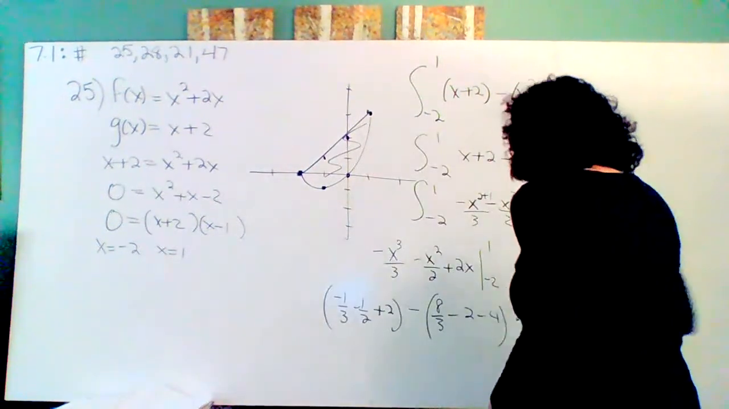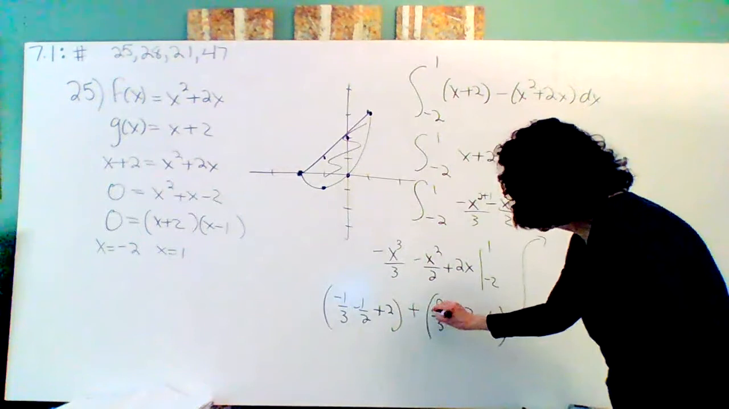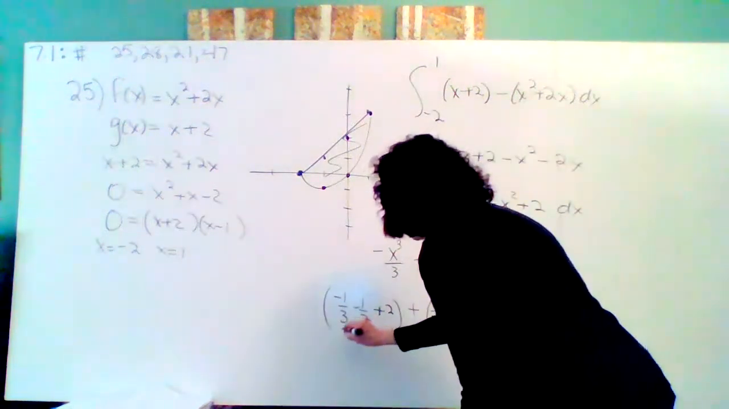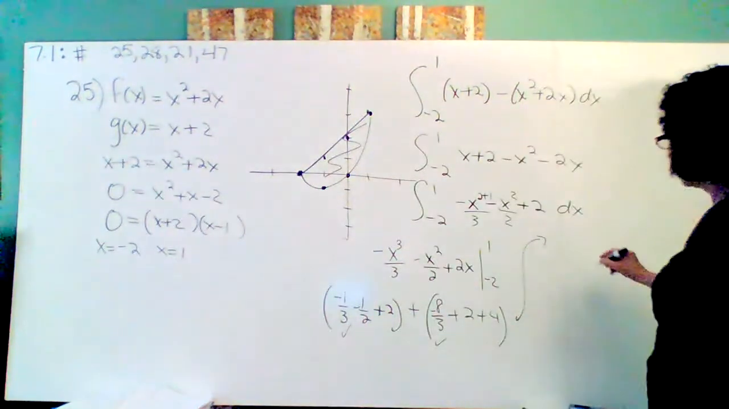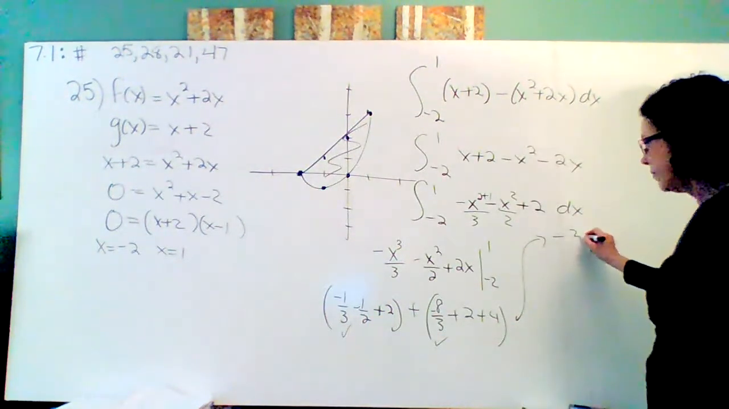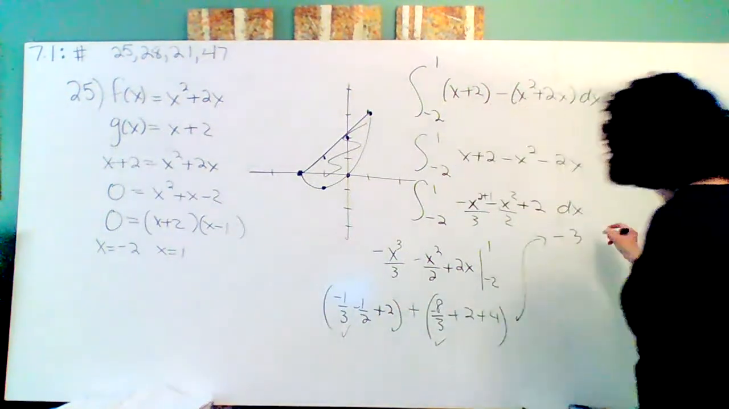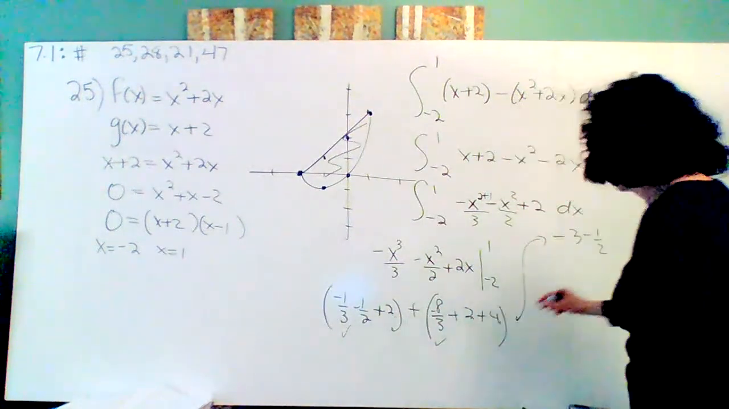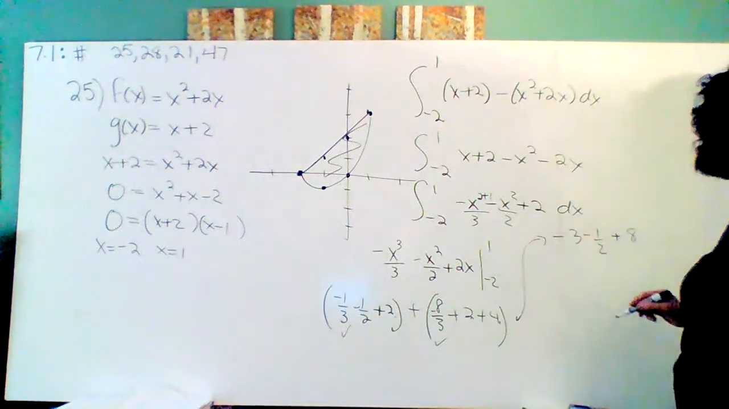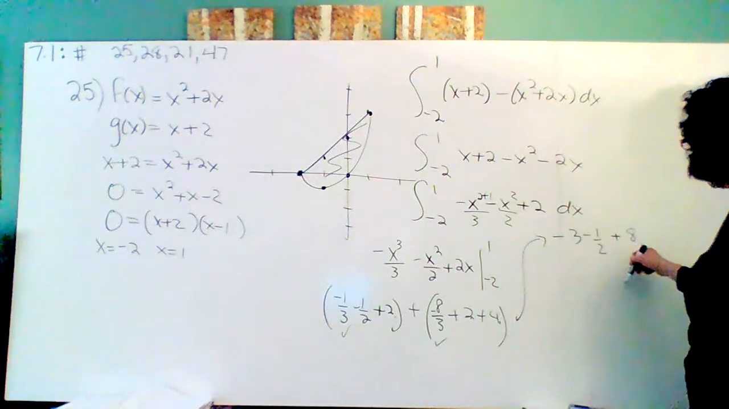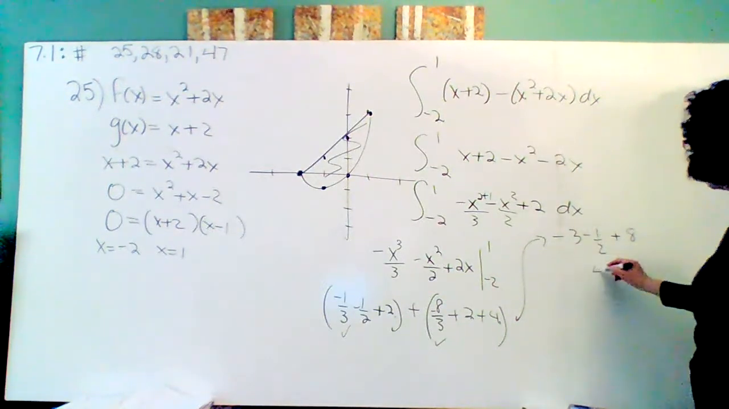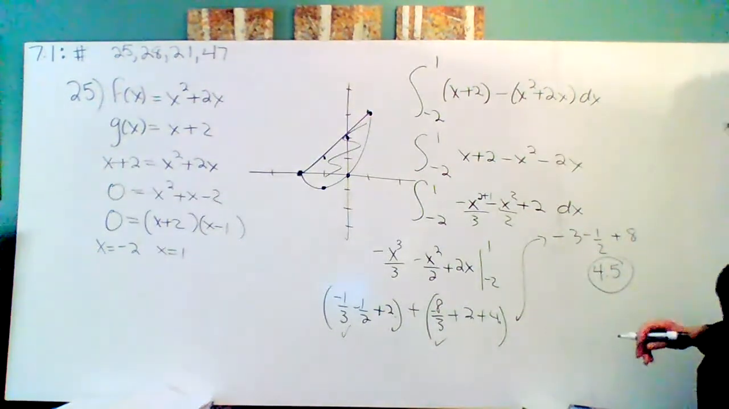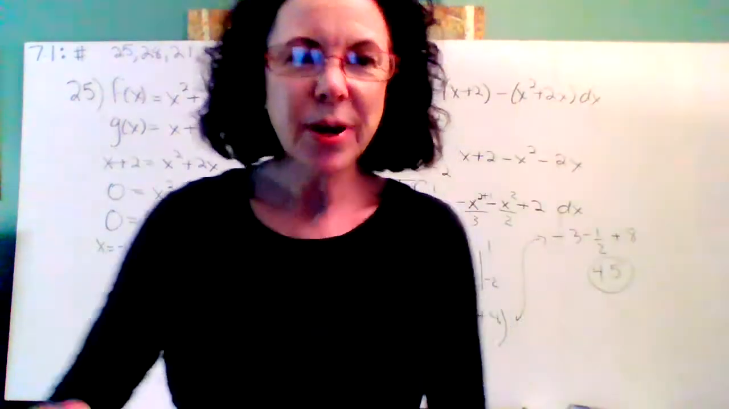Okay, let's gather our like terms here. I'm going to distribute this negative. Okay, and it would appear I have a negative 1/3 and a negative 8/3 is a negative 9/3, which is a negative 3. I'm just going to bring along the negative 1/2. And I have plus 2 plus 4 is plus 8. So it would appear that I have 5 minus 1/2 would be 4.5. There we go. And there is problem number 25.